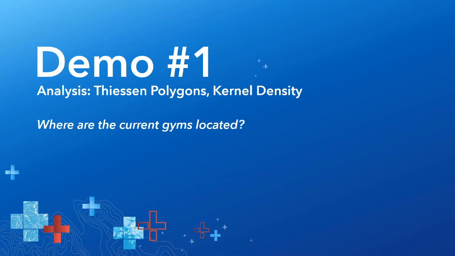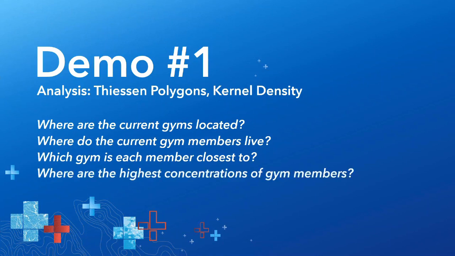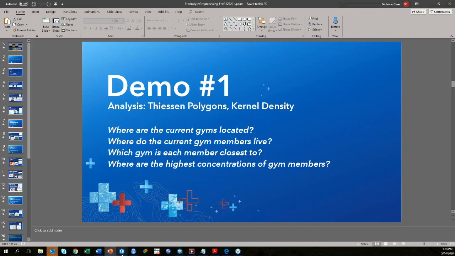So again, our goal of this is to find the best location for a new fitness center or gym. And so we're going to need to answer questions like, where are our current gyms located? Where do our current gym members live? Which gym is each member closest to? And where are the highest concentrations of gym members? And we'll do this using proximity and raster tools. So let's take a look at our data.